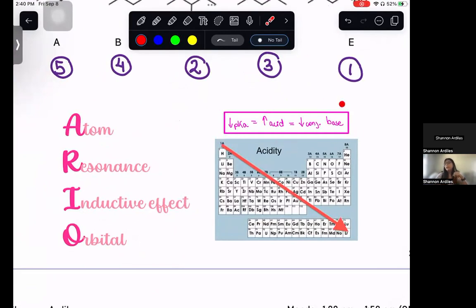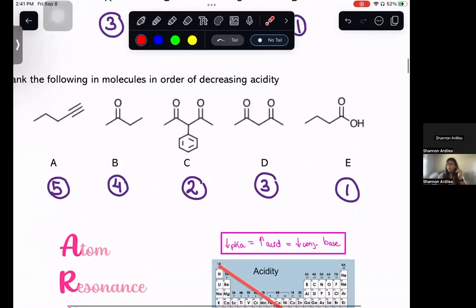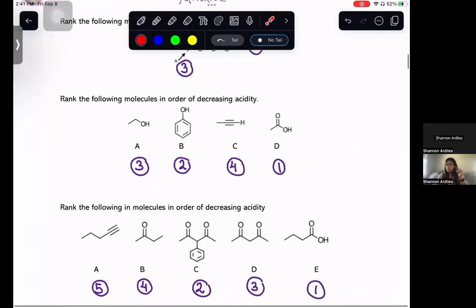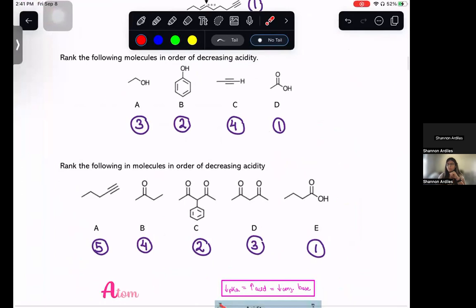And then we reviewed the pKa trend. Please remember that for the exam. The lower the pKa, the stronger the acid, which also means that the lower the pKa, the weaker the conjugate base. Okay. And for acidity in the periodic table, we know that acidity increases as we go to the right and down. And then we just did a couple of ranking questions.